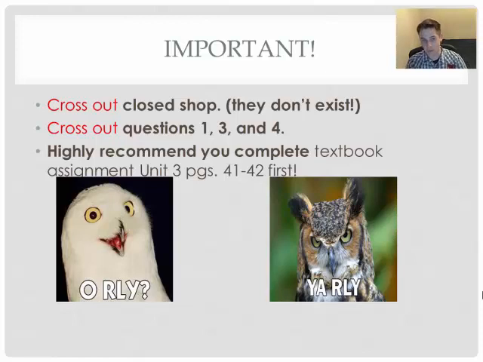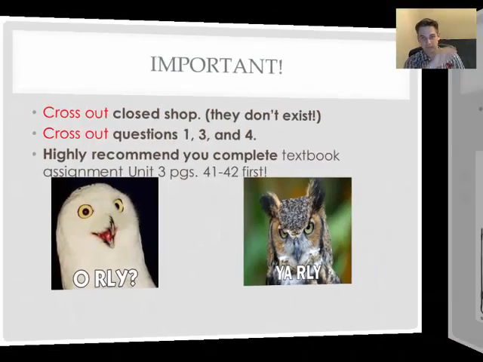However, also before we begin, cross out closed shop. I don't think there's any reason to talk about them because they don't exist anymore. They just don't. That's ancient history. Also, questions 1, 3, and 4. We are only going to worry about question number 2. That's actually a very important question. Make sure you do number 2.